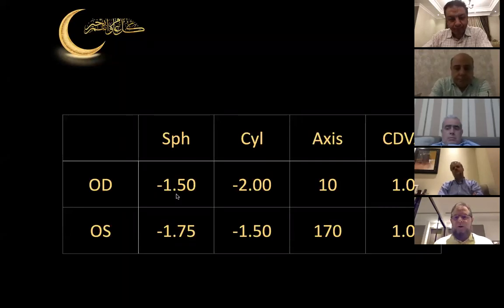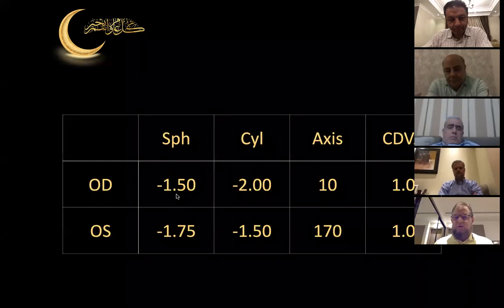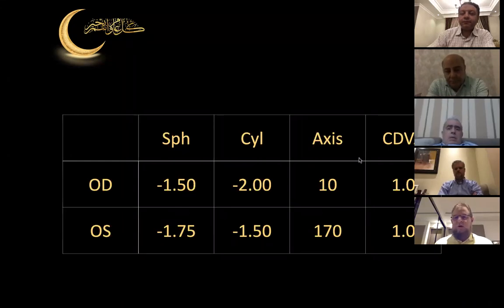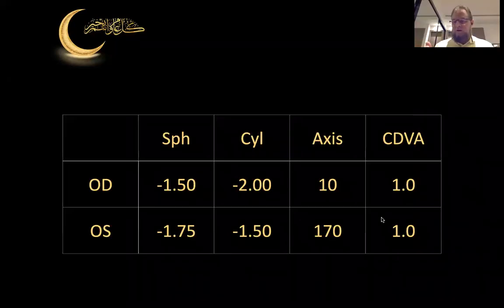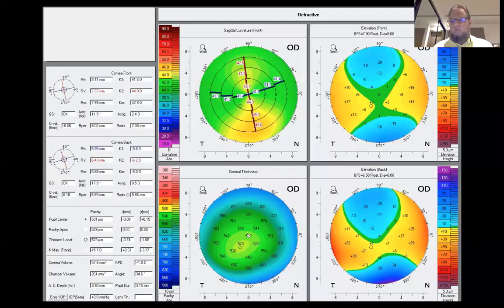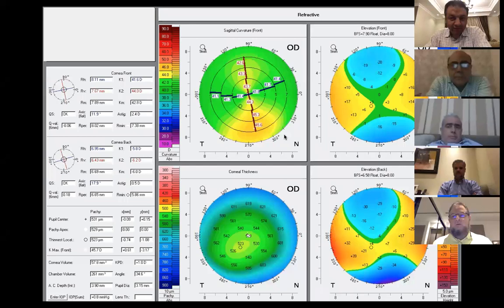Refraction is minus 1.5, minus 2 at 10, minus 1.75, minus 1.5 at 170. Visual acuity is 10 over 10 or 20/20. Now this is his corneal topography in the right eye. As you see, Km is within normal range, Kmax 47.45, so nothing important. The elevation maps are normal. As you see, there is a dome shape on the thickness map.